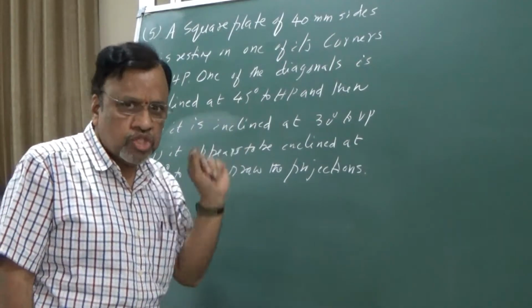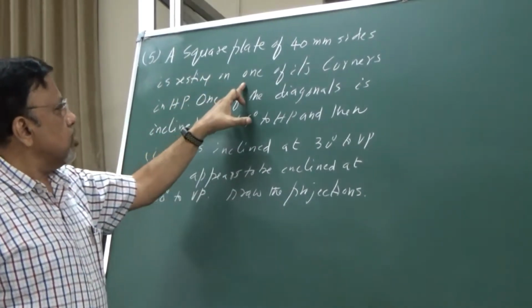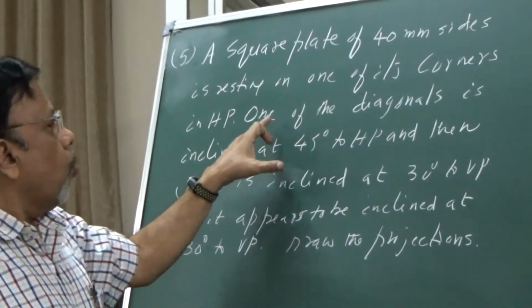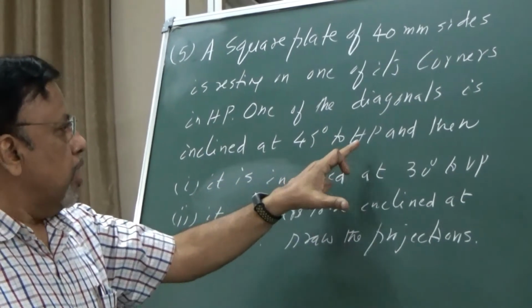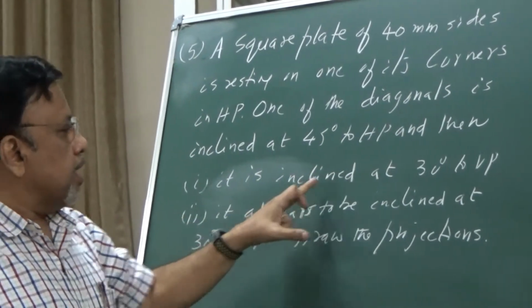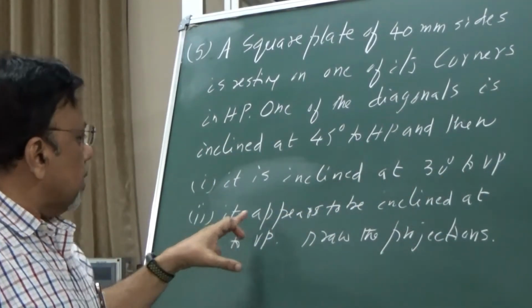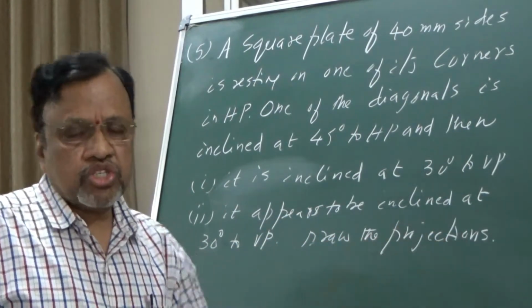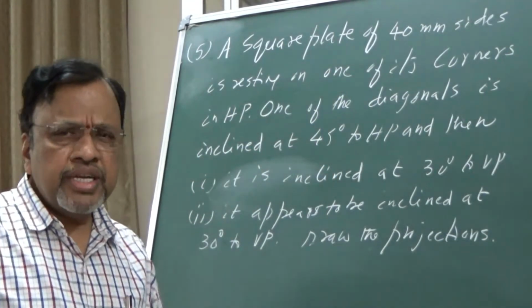Now let us go to this particular problem. A square plate of 40 mm size is resting on one of its corners on HP. One of the diagonals is inclined at 45 degrees to HP, and it appears to be inclined at 30 degrees to VP. Draw its projections. As you can see, I have given a square plate, that is, a square lamina.